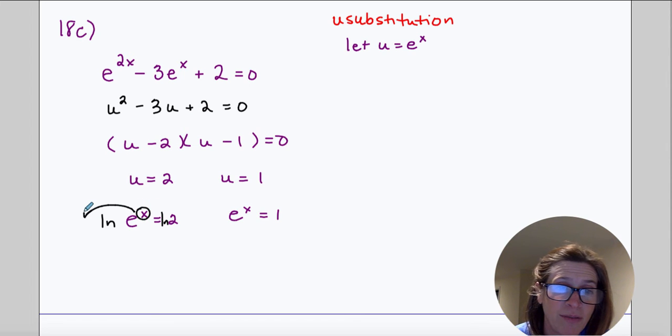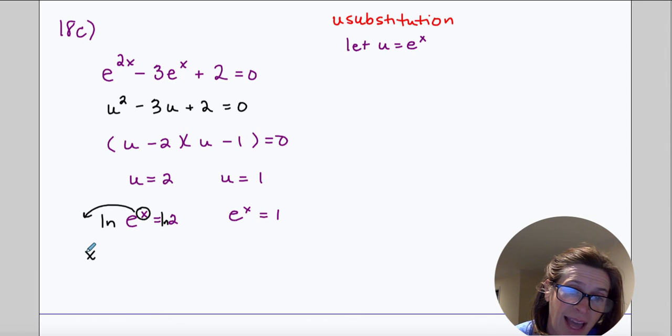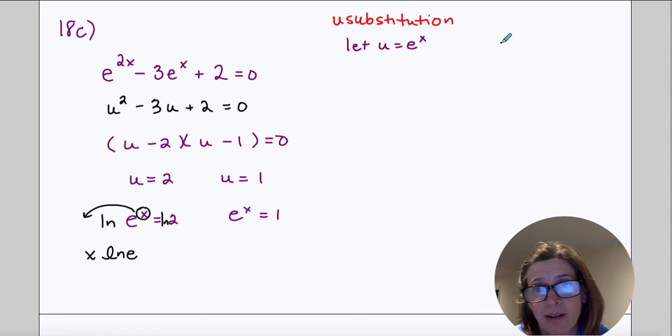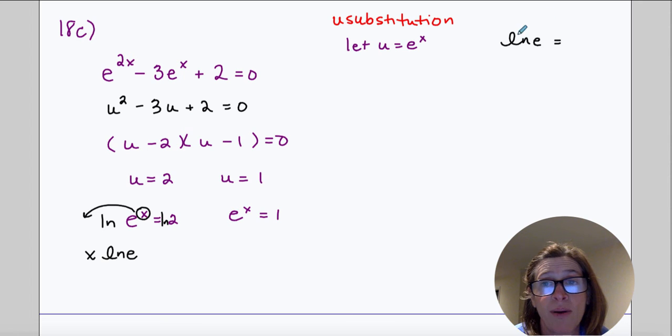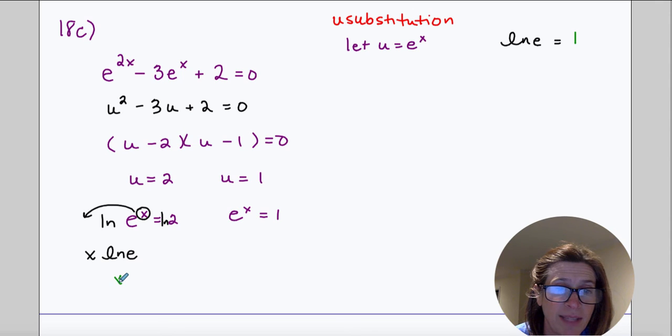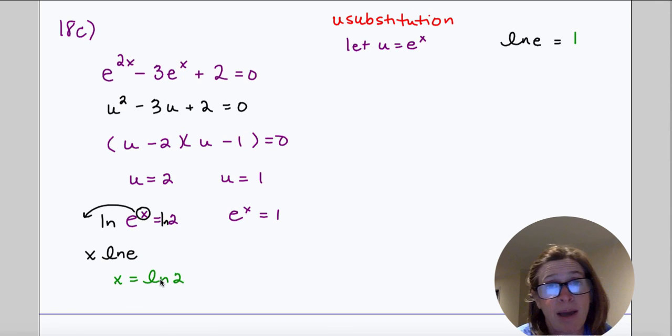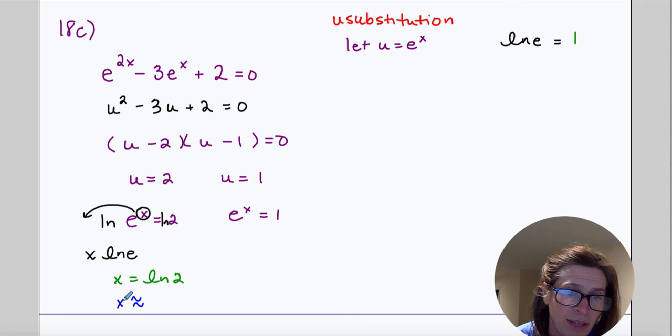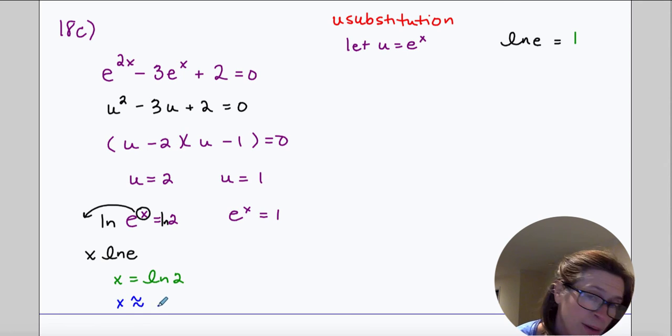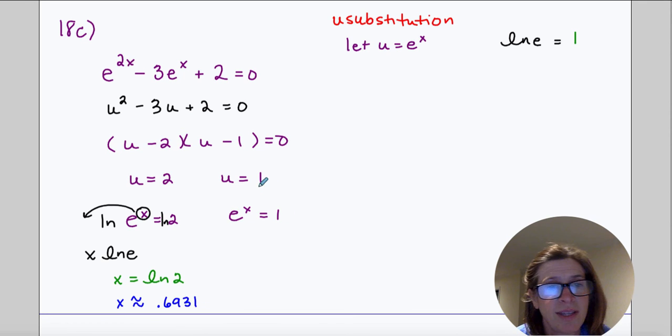X will come to the front, so I get x ln e. Now remember, we learned earlier, ln e, it's one of those properties, the natural log, you have to know ln e will always equal the number 1. So this actually just becomes x equals ln 2. That'd be an exact value. If you wanted to estimate it on your calculator, then you could do x equals 0.6931. All right, let's do the other one.